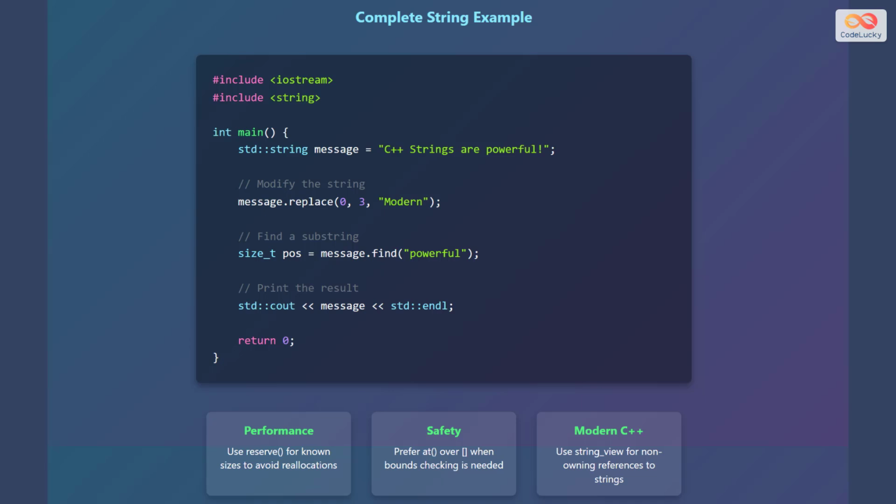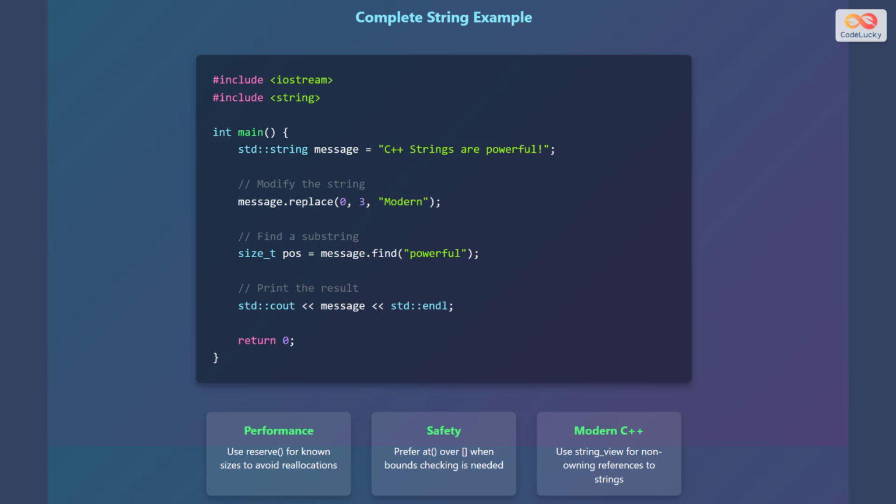Here's a complete example of how to work with strings in C++. This example covers modifying the string and finding a substring. Some best practices for working with C++ strings include using reserve for known sizes to avoid reallocations, preferring at over square brackets when bounds checking is needed, and using string_view for non-owning references to strings. Here is a complete string example.